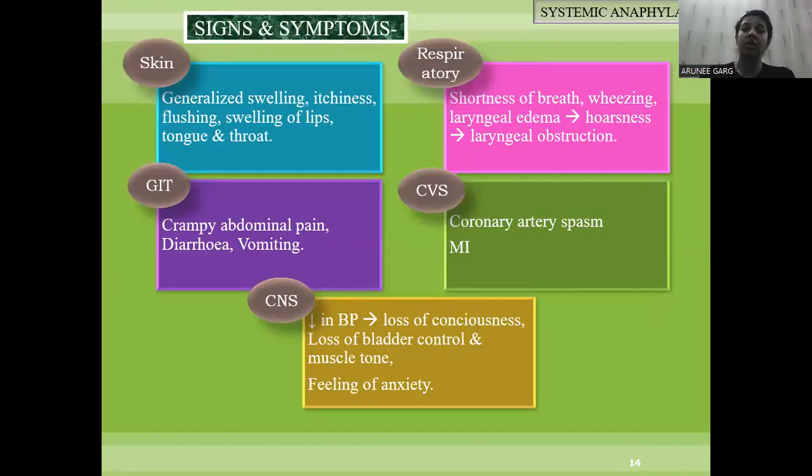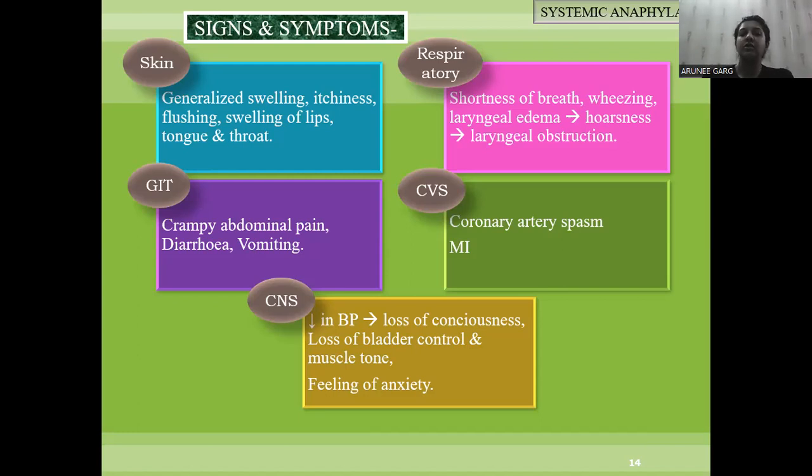The signs and symptoms of systemic anaphylactic reaction are: on the skin, there is a generalized swelling seen. In the body, there's itchiness, flushing, and swelling of lips, tongue, and throat. On the GIT, there is cramping, abdominal pain, diarrhea, and vomiting. The respiratory effects seen are shortness of breath, wheezing, laryngeal edema, hoarseness, and laryngeal obstruction. Finally, the serious effects are coronary artery spasm and myocardial infarction.